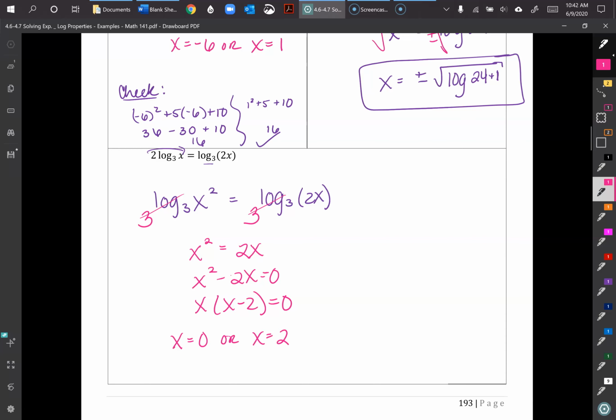Well, I have logs here, so I can't have a 0. It has to be greater than 0. So this one is extraneous, and this one is my answer. And if I put the 2 in there, it would balance because I would have a 2 squared and a 4 over here. So that works too.